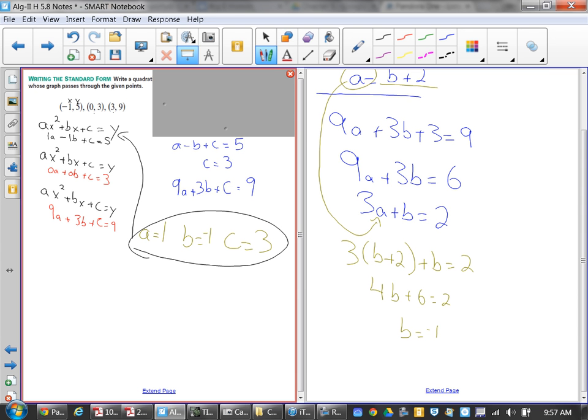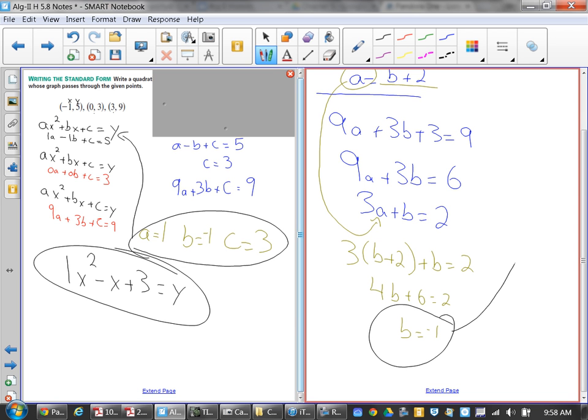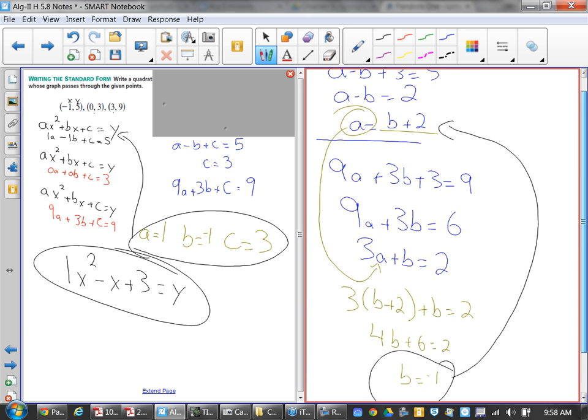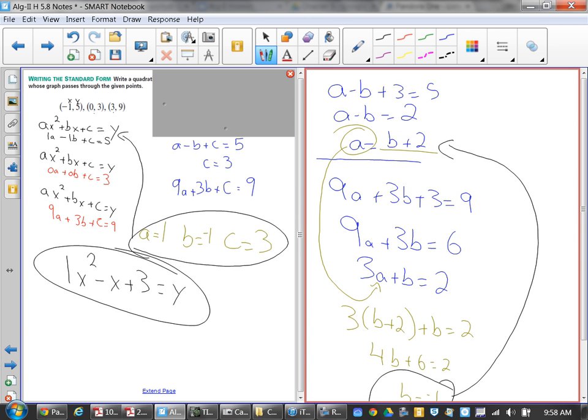How to get the A? We took B was -1, I substitute back in where A was B plus 2. So then I'm done now with 1x squared minus x plus 3 is y. And there's my equation. Yeah, Michael? No, I got lost after you did the B equals -1. What I did there was, on this side here, I took the B equals -1, and I substituted back up where A is B plus 2, so I substitute in there to get A.